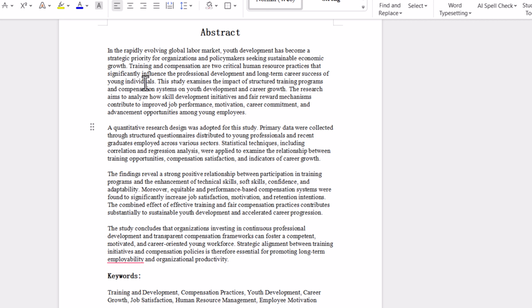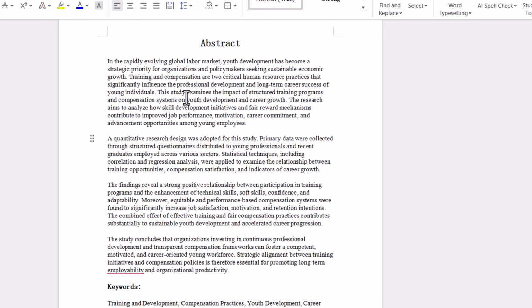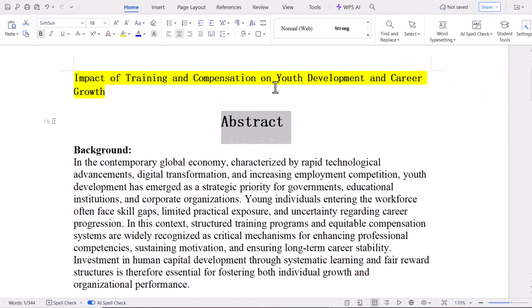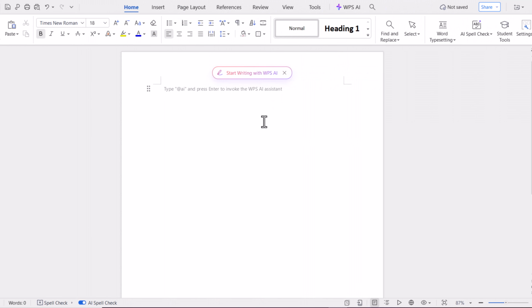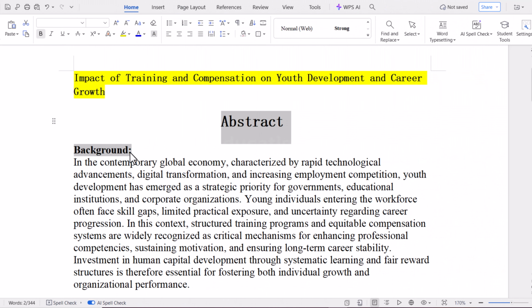Now that we understand what an abstract is, let's discuss what information it should contain. Generally, an abstract mirrors the main sections of your research paper, but in a condensed format. To explain this clearly, let's consider an example based on the topic Impact of Training and Compensation on Youth Development and Career Growth. An effective abstract usually includes 5 key components. The first component is the introduction or background. This explains why your study is important.